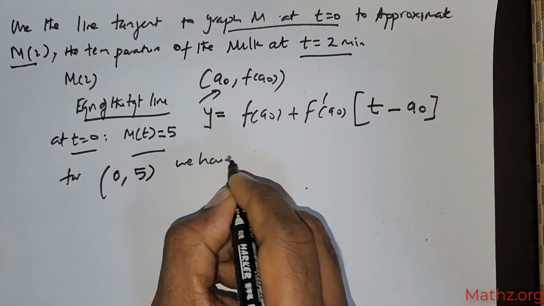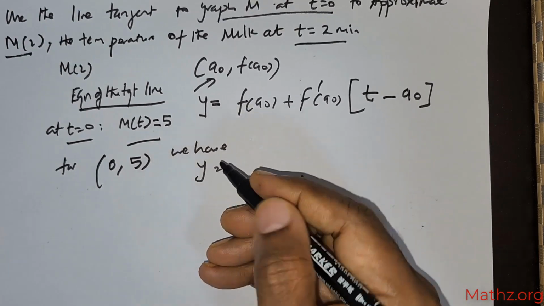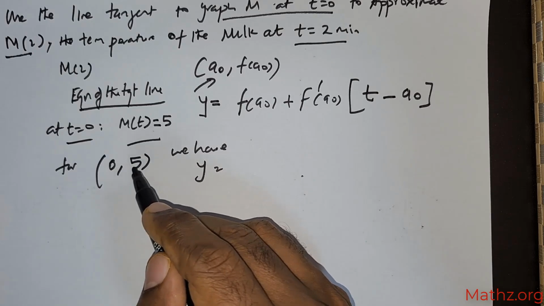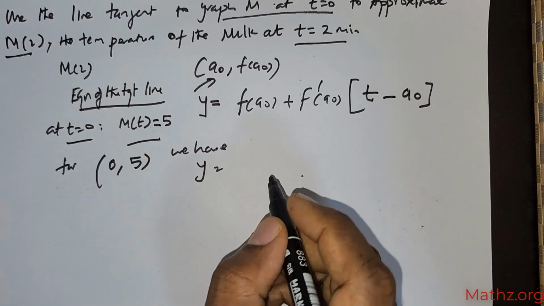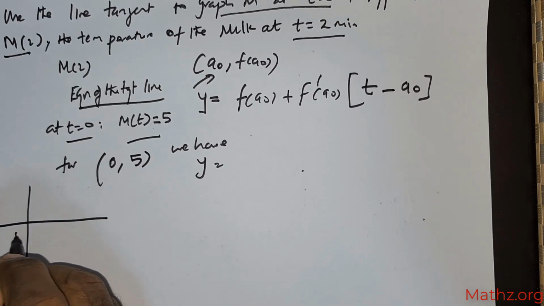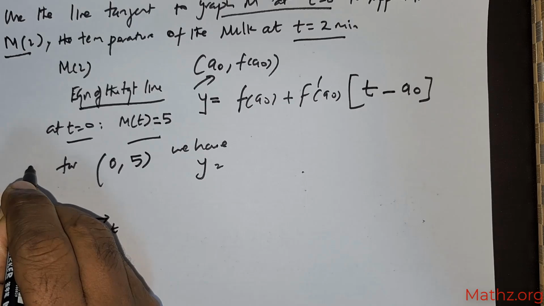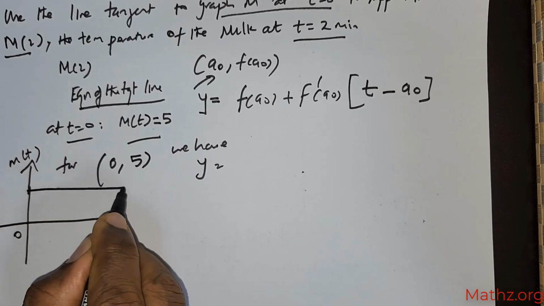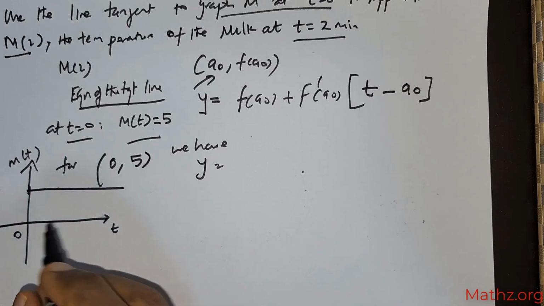So what do we have? y equals f of a naught, that is f of 0. f of 0 is given to be 5. If you look at the graph, it's clearly given there. This point is 0, this is my t, and this is my m of t. However, this is the point of steadiness.